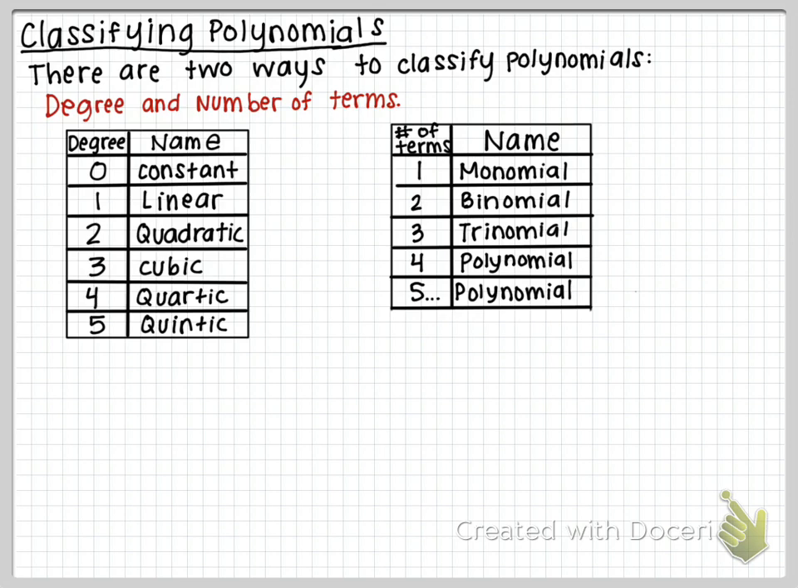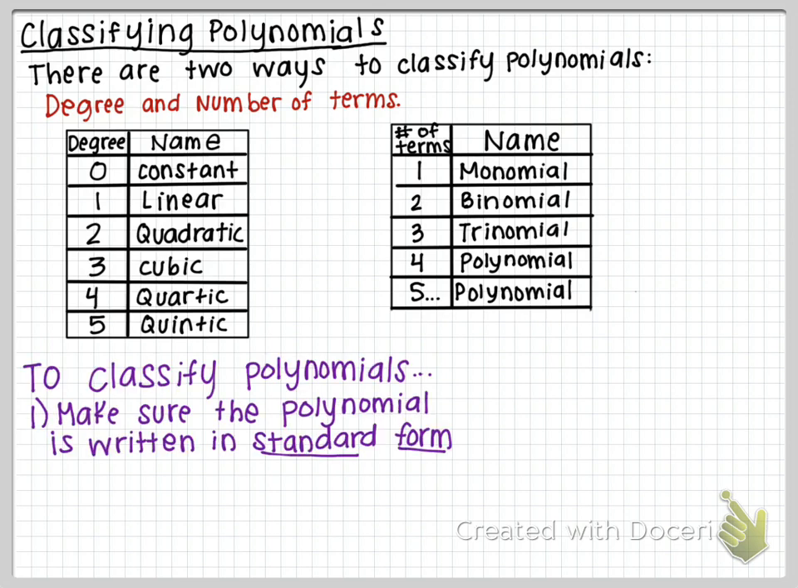Oh, and also, notice how for classifying polynomials, when the number of terms is 4 or more, for 4 we call it a polynomial. For 5, we call it a polynomial. For 6, we'd call it a polynomial. For 7, okay, and you get it, right? So it doesn't matter how many terms there are. Past 4, it's called a polynomial.